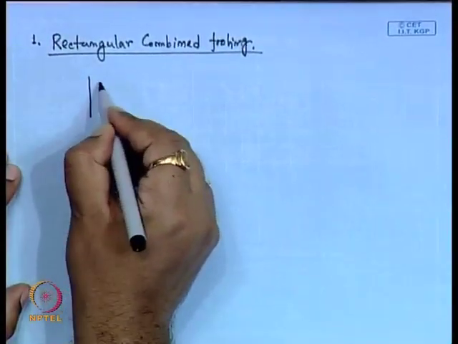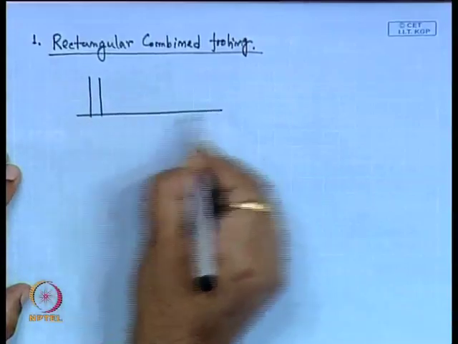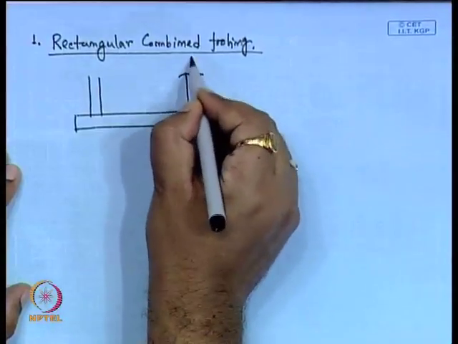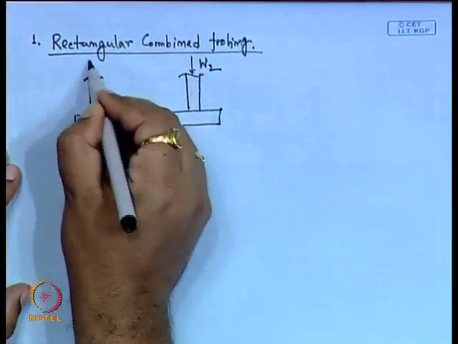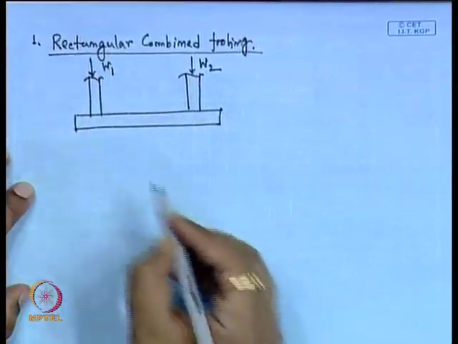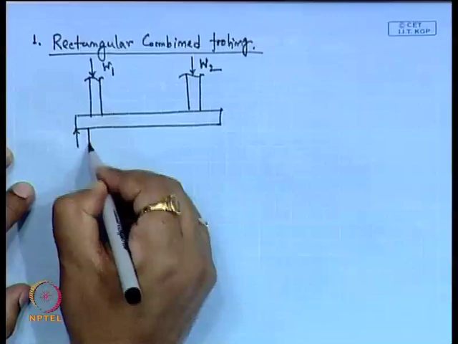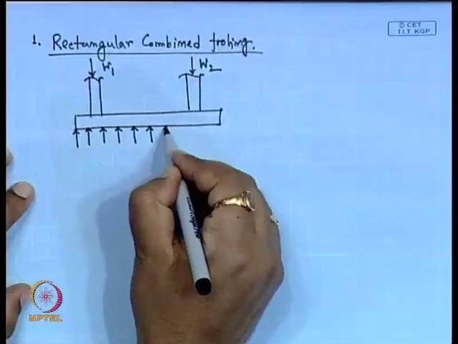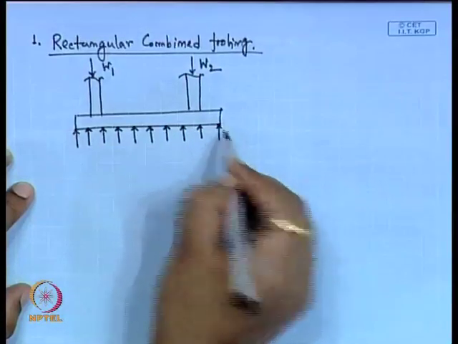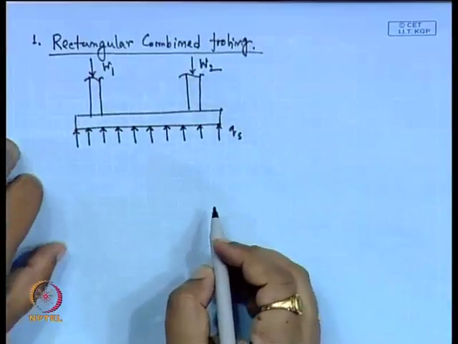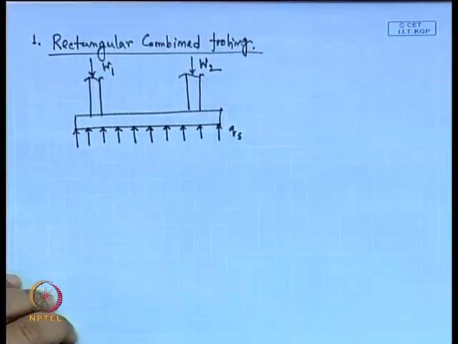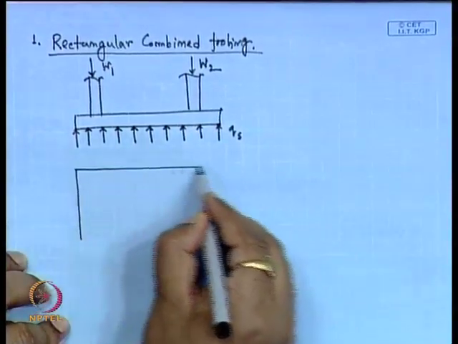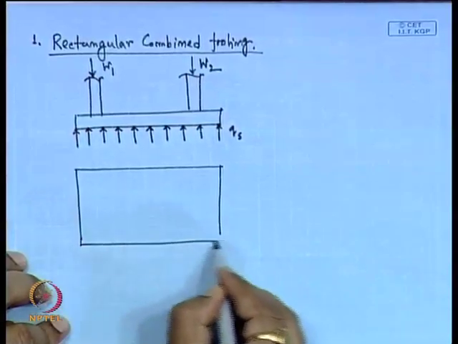Suppose this is the sectional view of the rectangular combined footing, where two columns are combined by a single footing. W2 is the load acting on the first column, and W1 is the load acting on the second column, and this is the bearing pressure, which is the upward reaction of the soil acting at the base of the footing. Here we can say this is the Q shape bearing capacity of the soil, or the ultimate net bearing capacity of the soil. This is the dimension that we have to choose for this combined footing.